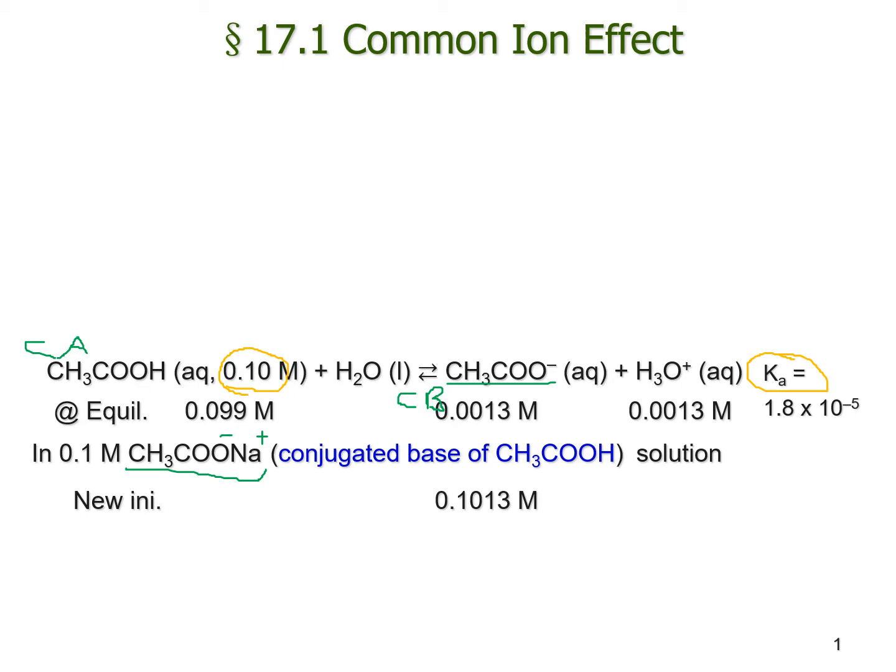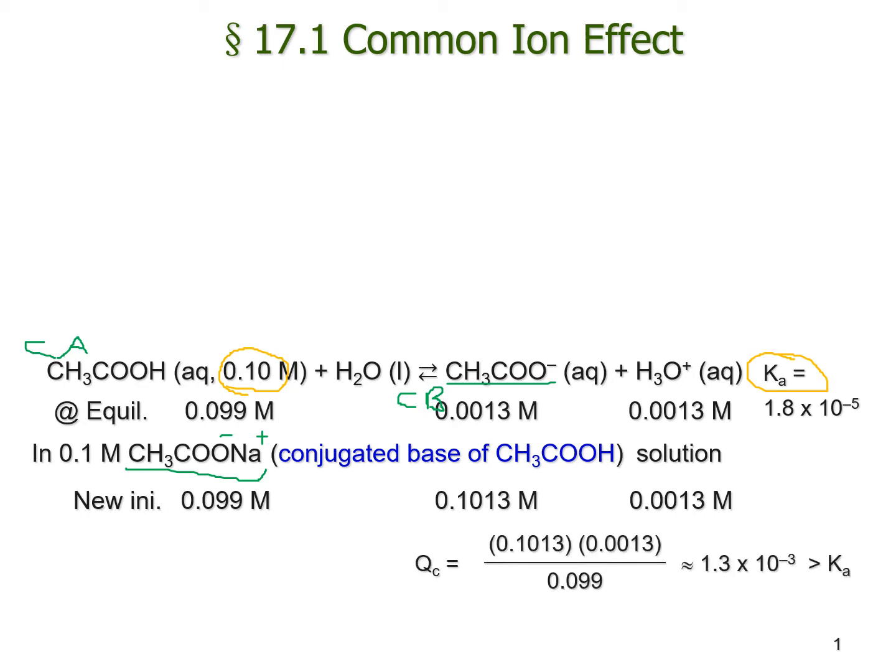The new initial concentrations of the other two, acetic acid and hydronium, will still remain the same as from the old equilibrium. With this new initial concentration set up, before we conduct any more calculation, the first thing we can do is calculate Qc.